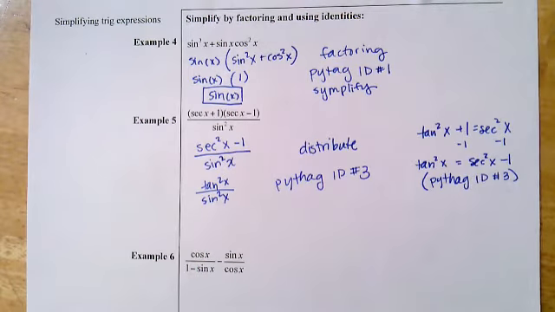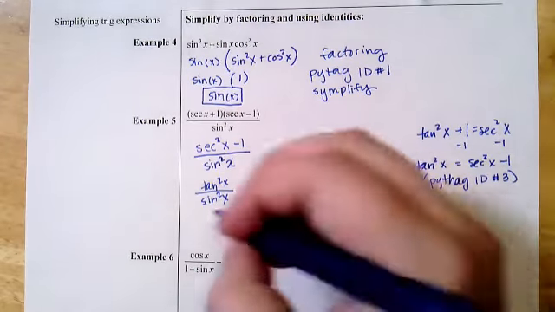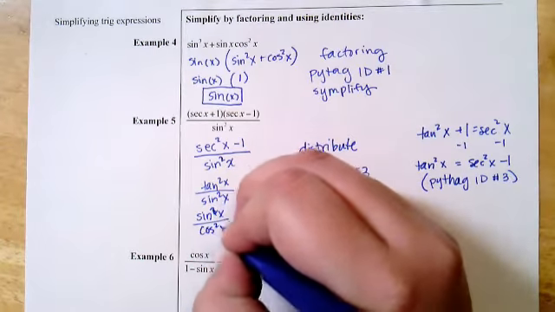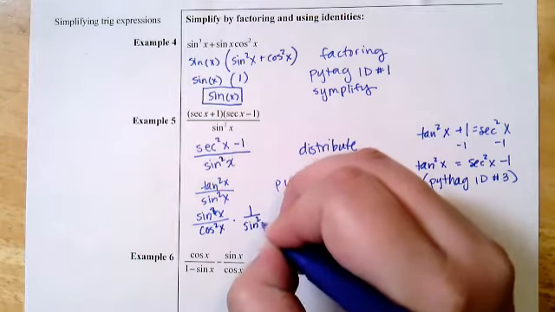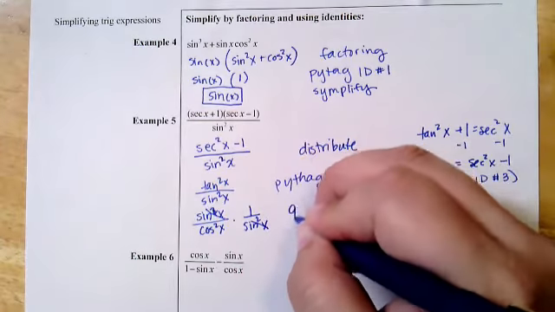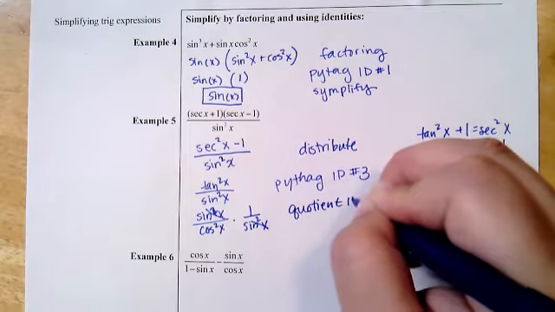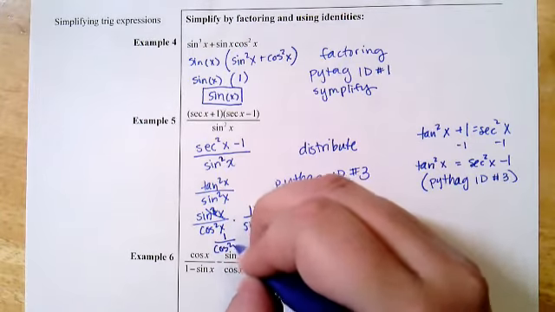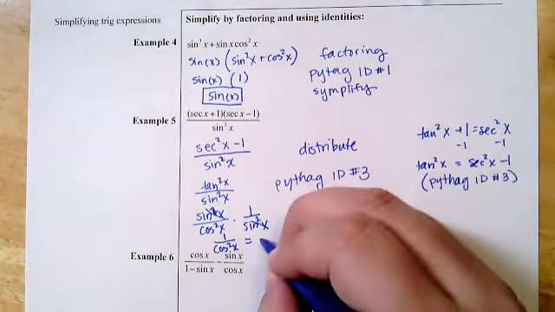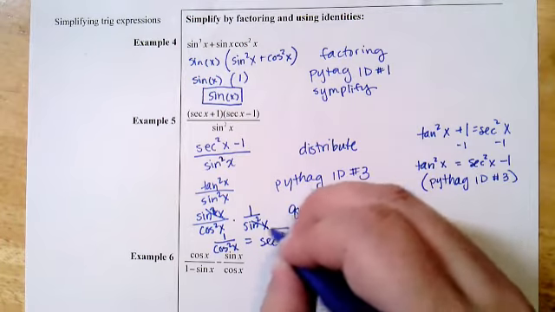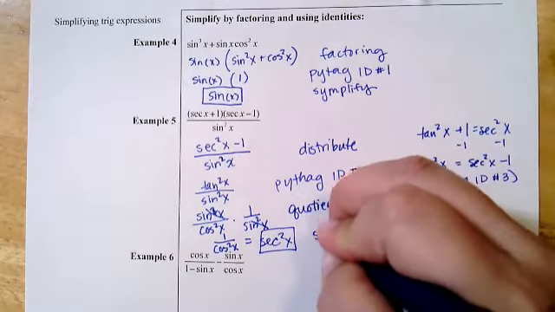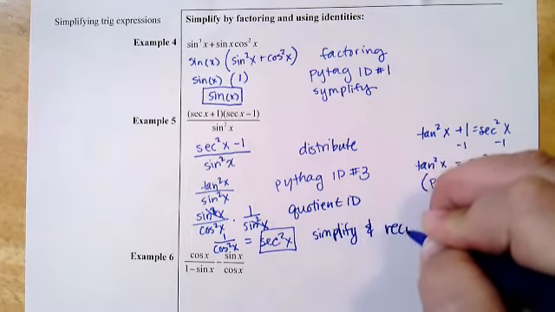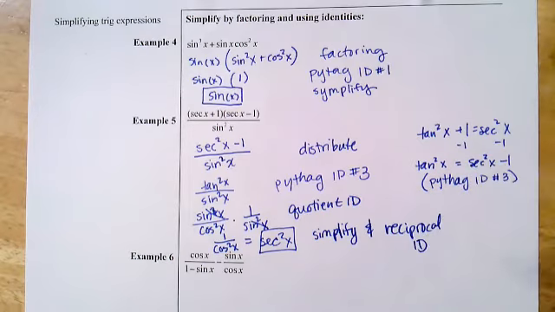Now I've got tangent and sine. Well, tangent I know is sine over cosine, so I'm going to rewrite this as sine squared x over cosine squared x times 1 over sine squared x. Simplify that. That is a quotient ID. And now I'm left with 1 over cosine squared x, which is equal to secant squared x. And that is by simplify and reciprocal ID.